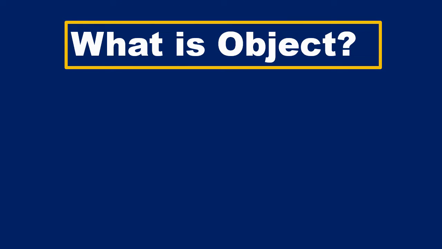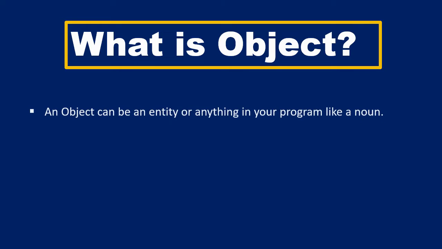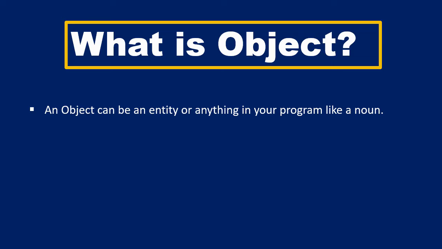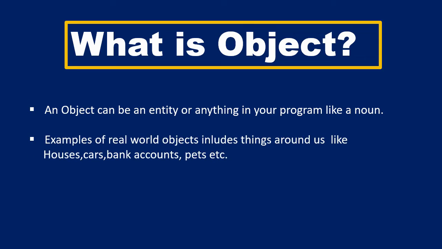What is an object? An object can be an entity or anything in your program that does something. For example, a noun can be an object. Examples of real-world objects can include things around us, things that we interact with every day. Things like houses, cars, bank accounts, our pets, and so on. So these all can be classified as objects.